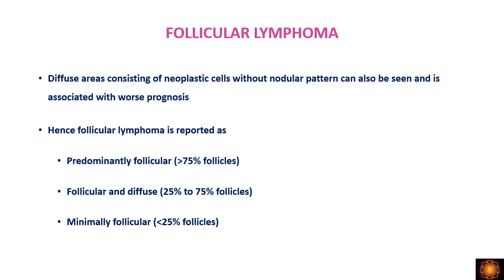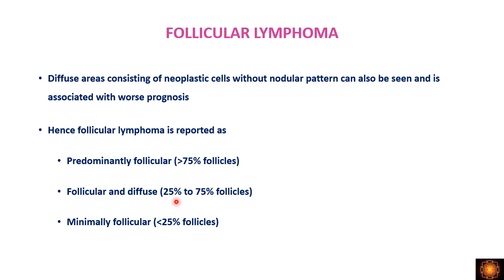Now, regarding the pattern of arrangement, as I told you, we usually have a follicular pattern, but sometimes we can have diffuse areas also consisting of the neoplastic cells. When you have diffuse areas without any nodular pattern, the patient will have the worst prognosis. So when we are giving the report, we should mention whether it is predominantly follicular, which means more than 75% of the lymph node is showing follicles, or diffuse and follicular.